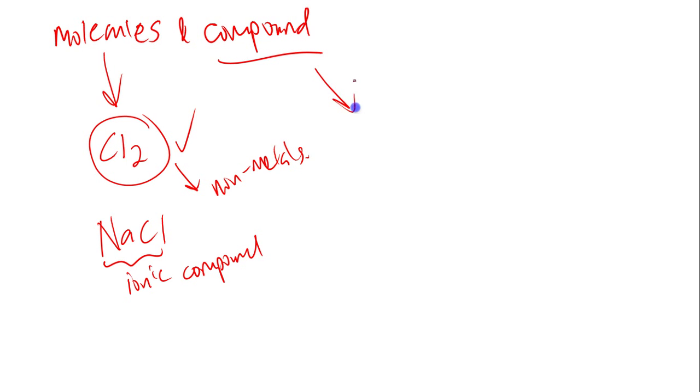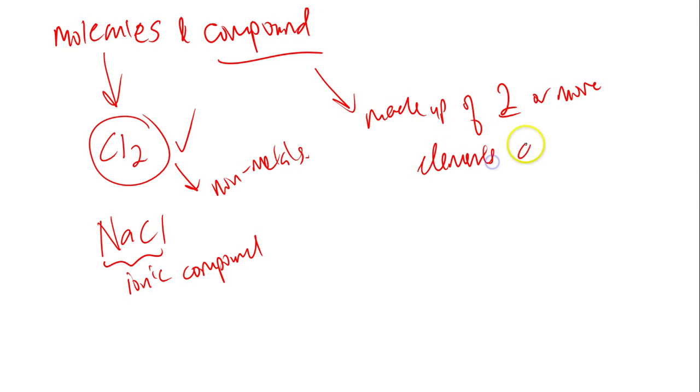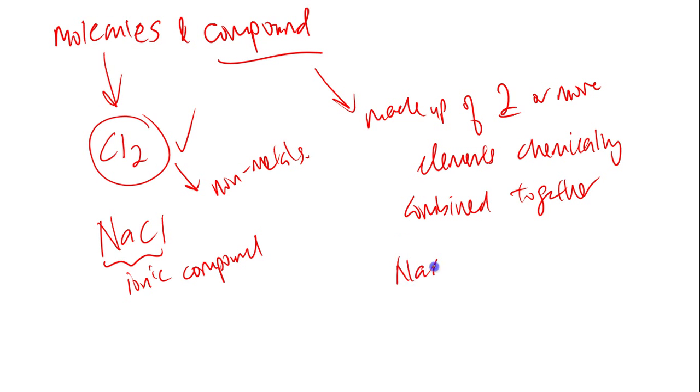A compound is a substance which is made up of two or more elements chemically combined together. So, for example, NaCl, two elements chemically combined together. I can say that this is a compound. Compound is correct. Molecule is wrong. So this is not a molecule.